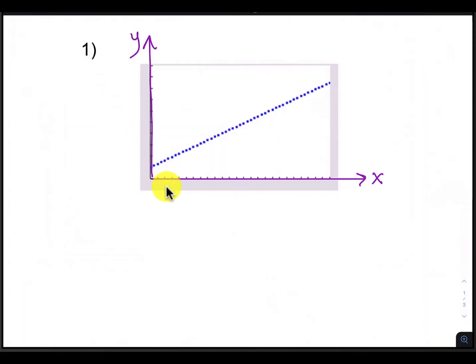For graph number 1, we can see that as the x values are increasing, the y values are also increasing. In other words, as you move from left to right, we can see that the points are trending upward. That gives us a positive association. Also, the points are very close to a straight line, and therefore it is a strong positive association. So for number 1, the answer is strong positive association.